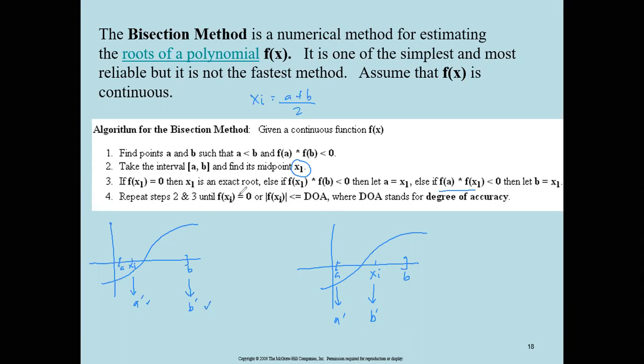Next, we need to repeat steps 2 and 3 until such time that f of x sub I is equal to 0, or the absolute value of f of x sub I is less than or equal to the stated degree of accuracy in the problem. Usually the value of the degree of accuracy is around 0.001.